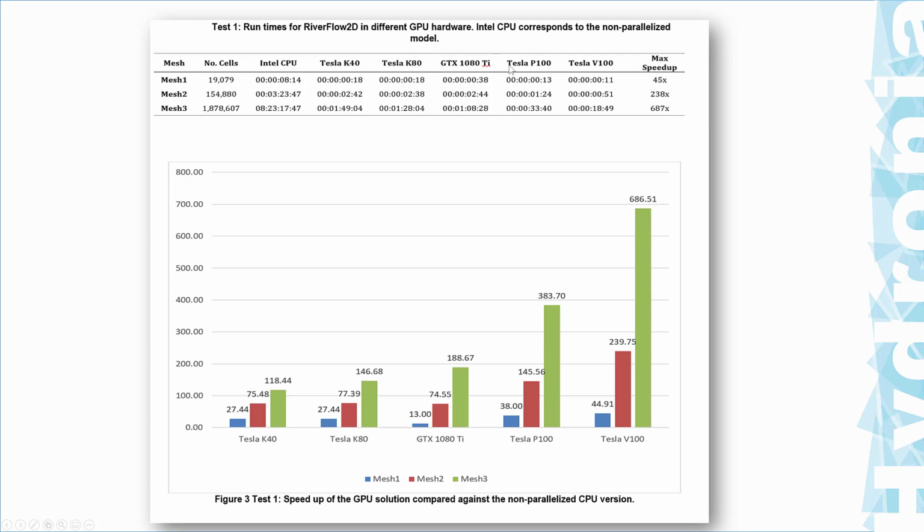Now, I won't give you all of these numbers, but I'll give you the last one, which is the shortest one, with the Tesla V100 running in Google Cloud. Now, this mesh of 1.8 million cells that took almost 9 days to run on a single CPU computer took only 18 minutes to run on a Tesla V100. That's an acceleration of 687 times. So this is the type of acceleration that you can expect using advanced GPU cards.